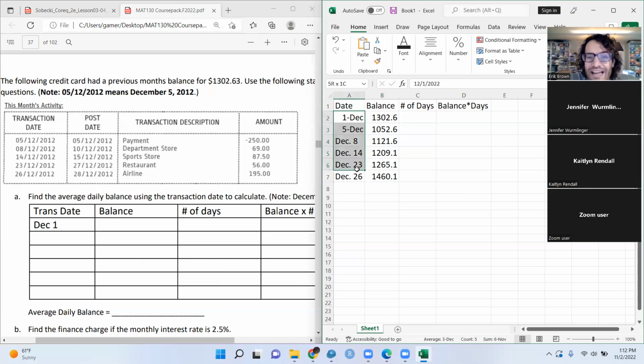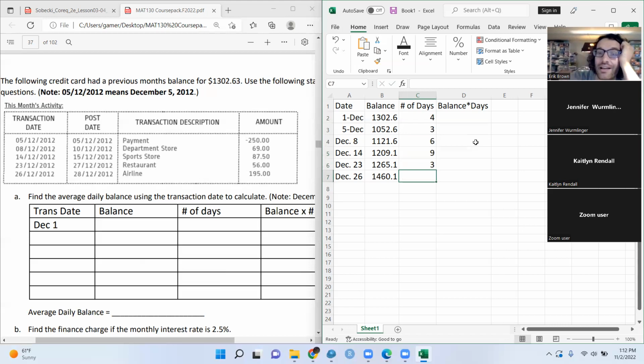Okay, so for the number of days, you can subtract. Like for this one, you can do 5 minus 1, which is 4. So there's 4 days between December 1st and December 5th. And then 8 minus 5 is 3, and 14 minus 8 is 6, and 23 minus 14 is 9, ouch, and 26 minus 23 is 3.